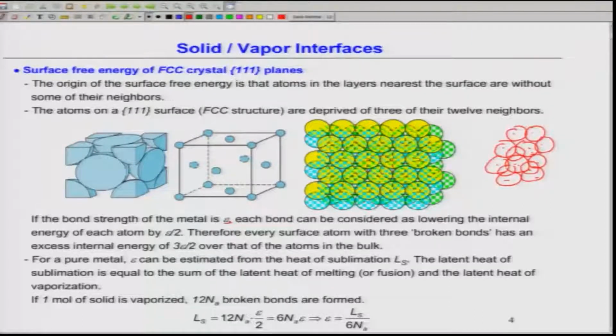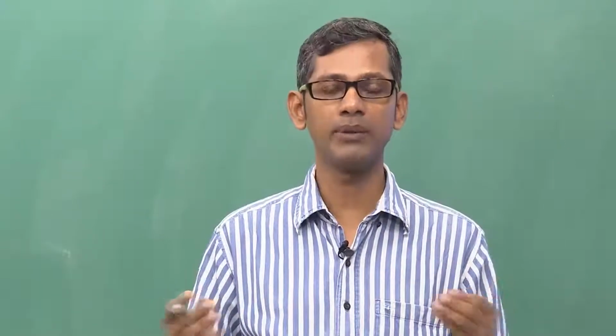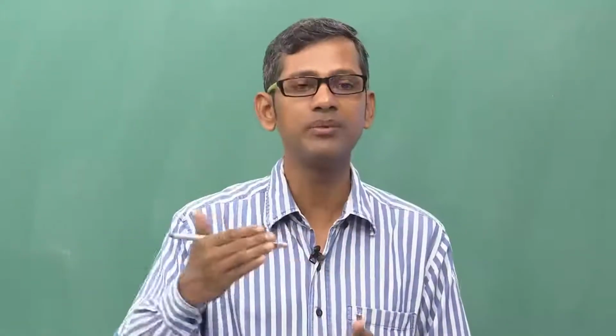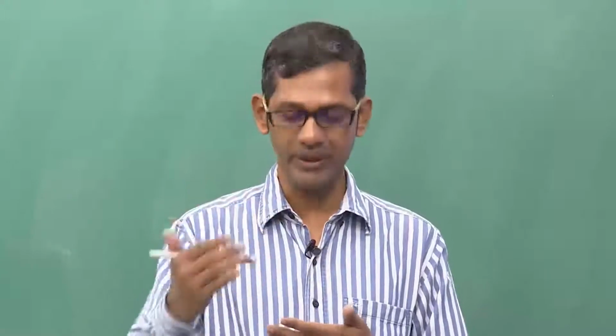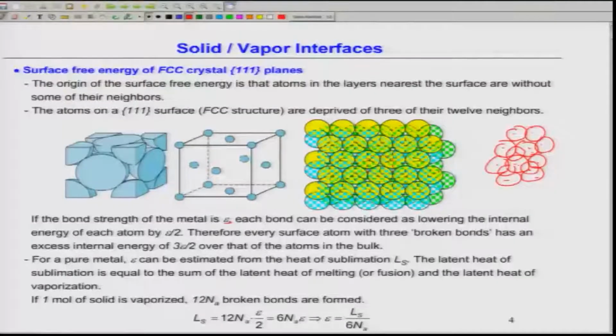Now, how do I estimate epsilon? A simple way of estimating epsilon is to relate it to the heat of sublimation, because it is solid to vapor. Heat of sublimation means solid is becoming a vapor phase. So, all the bonds in the solid state are broken and the atoms become vapor. In vapor there are weak bonds, but basically the bond characteristics change from solid to vapor when something sublimates. Therefore, the latent heat of sublimation must be equal to the sum of the latent heat of fusion plus the latent heat of vaporization, that we know. First something has to melt, then it can vaporize.